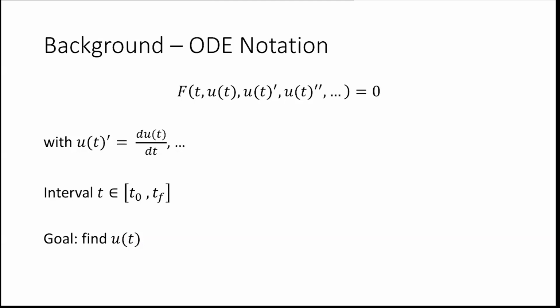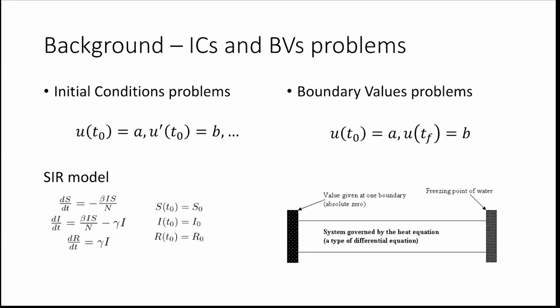Some notation here. I have an ordinary differential equation that we can write as a function of an independent variable t and u of t, which will be the solution, the function to find, and its derivatives. Now, t can be more than one-dimensional, but in this work, just to test the algorithm, we decided to stay with one-dimensional problems in a fixed interval called T0, Tf. And the goal is to find the function that we call u of t.